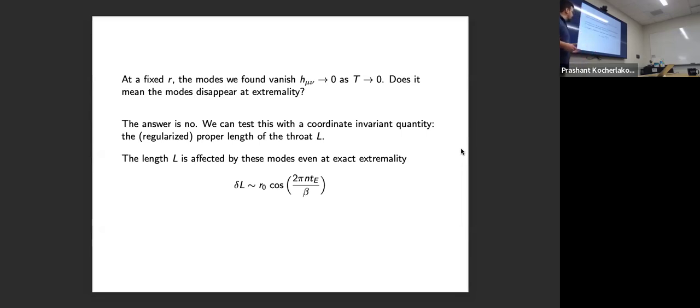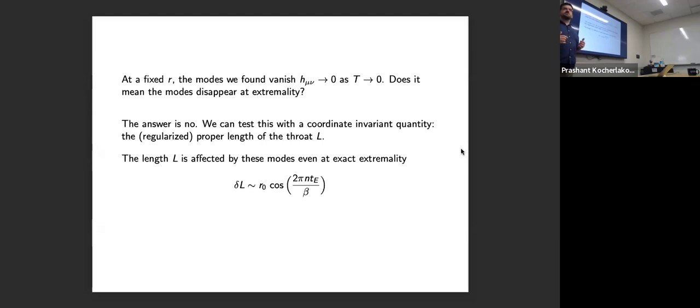Maybe one way to think about these modes is: how exactly do you decide where the throat begins and ends? It ends at the horizon, and it starts at any point outside of the horizon, and the answer is independent of what point you choose. But you have to decide how you hold that point outside the horizon fixed as you go to extremality, right?